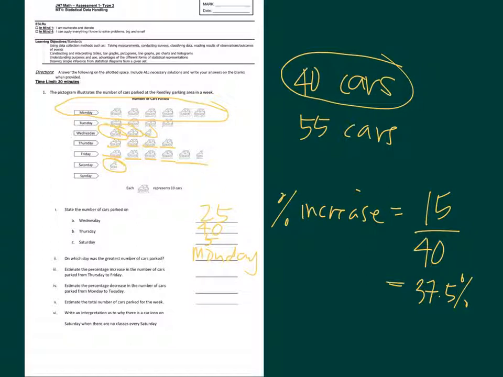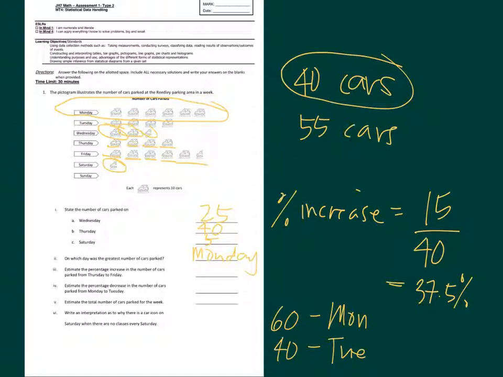Okay, so on the next question, we want to estimate the percentage decrease in the number of cars parked from Monday to Tuesday. So we need the data for Monday. If we look at the pictogram, on Monday we have 6 icons, so that means we have 60 cars parked on Monday. And on Tuesday, we have 4 icons, that means we have 40 cars on Tuesday.